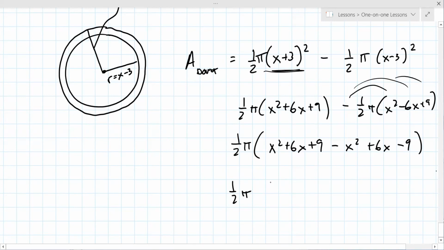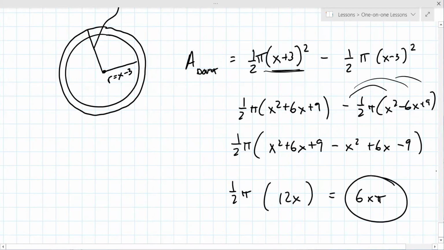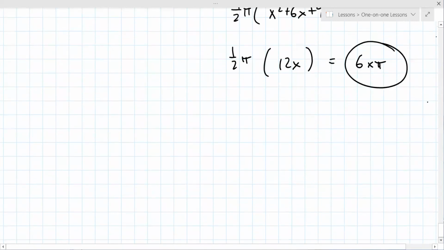So what I'm getting is 1/2 pi times 12x. Yep, times 12x, which equals 6x pi. So it actually works out really nicely, believe it or not. I don't think I've done one of those before. You understand the principle here, that it's just the big radius minus the little radius.